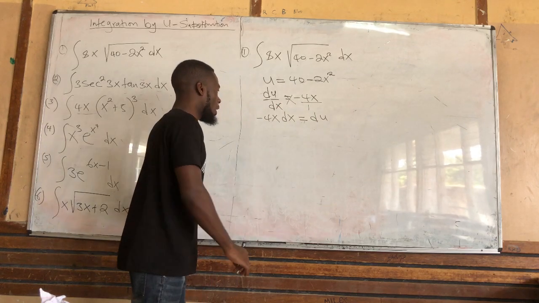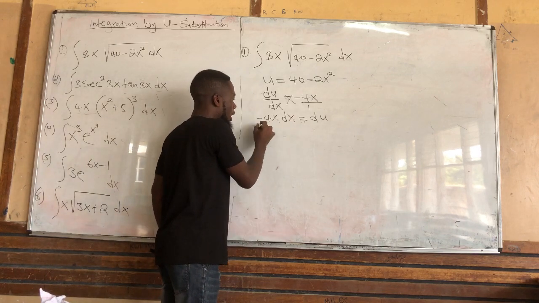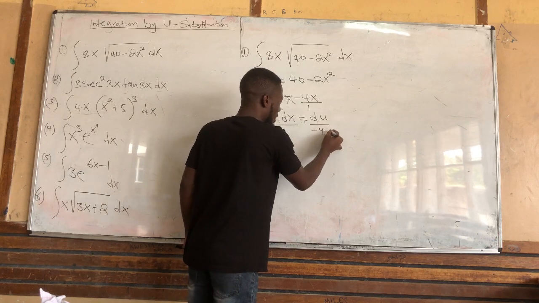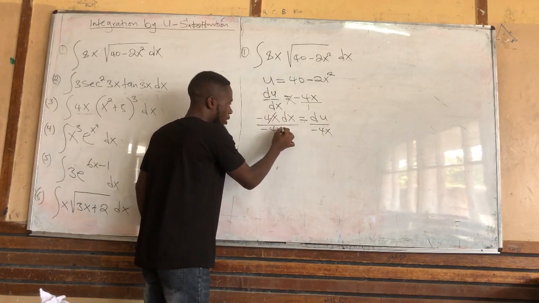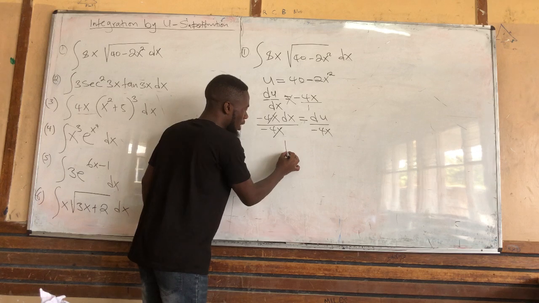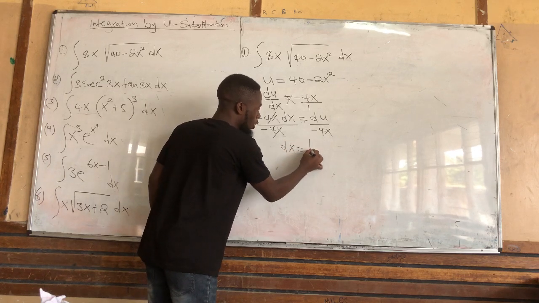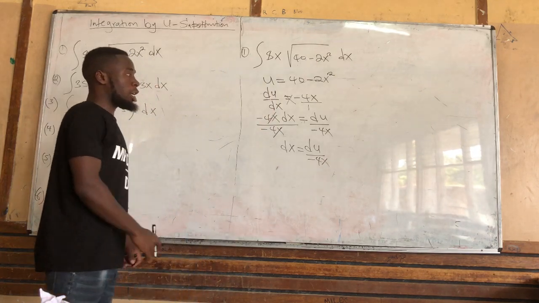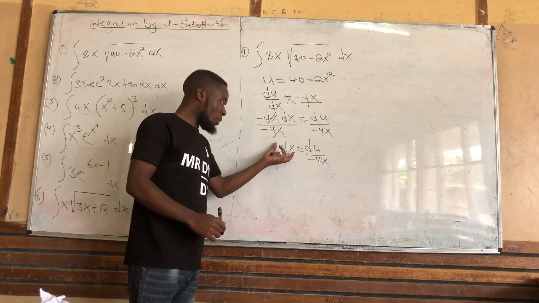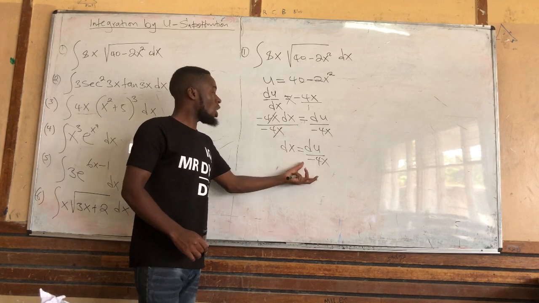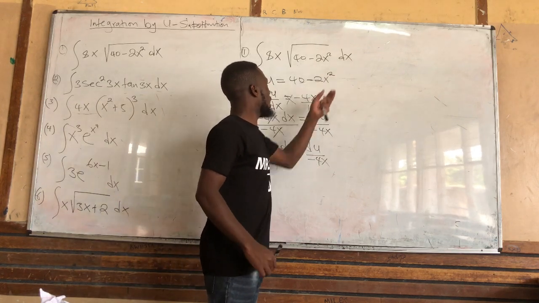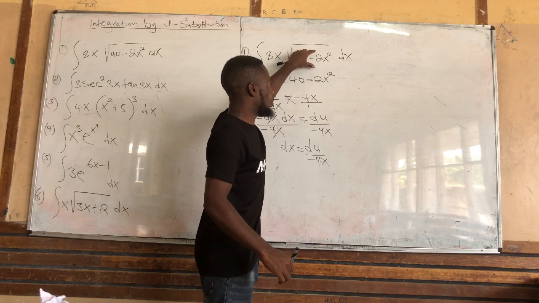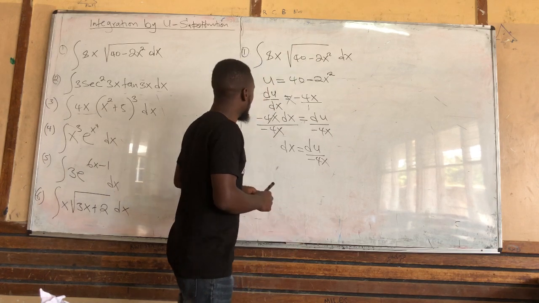We want to remove the dx here, so we divide both sides by negative 4x. This and this cancel, and we remain with dx equal to du over negative 4x. Now we have the equation for dx. Now it's just a matter of replacing and putting u here, because this is no longer 40 minus 2x squared. It's now u.